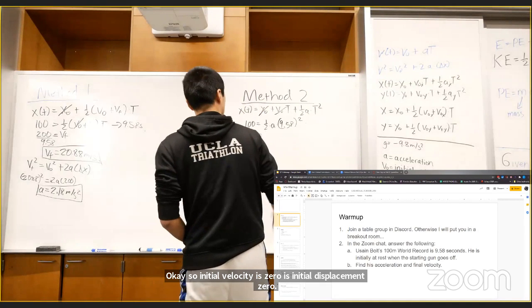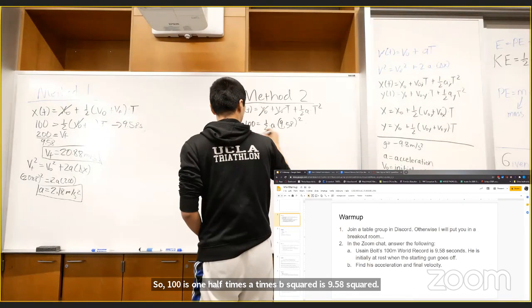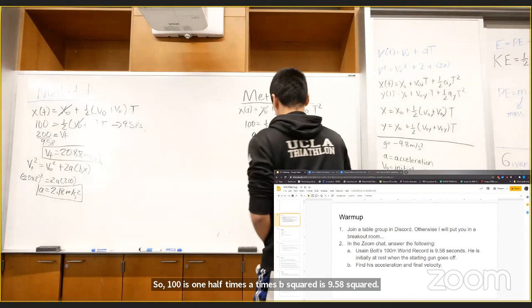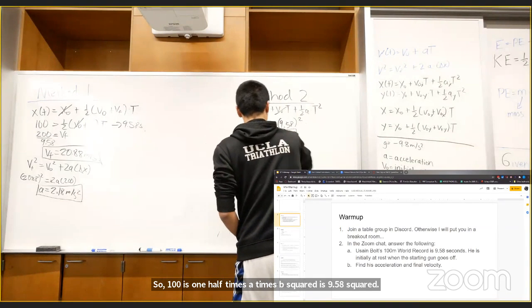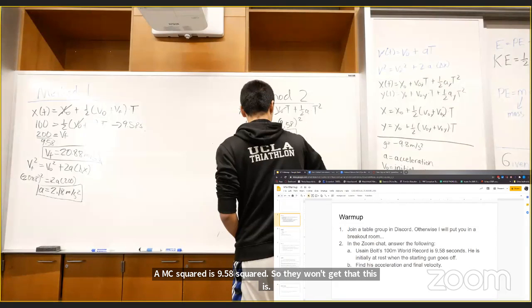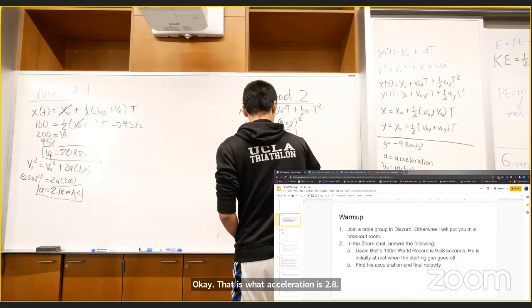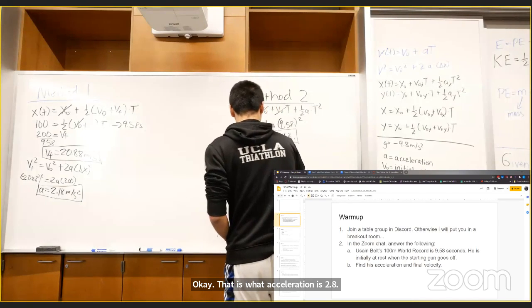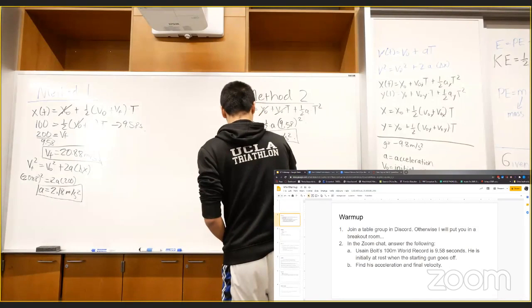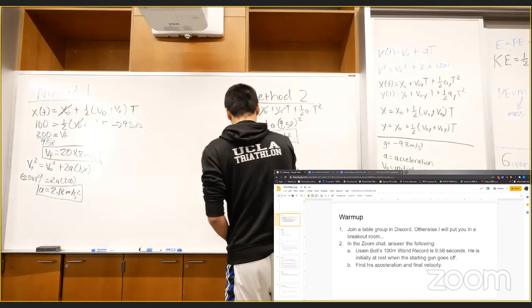And so then we'll get that this is 200. We'll get that acceleration is 2.18. This is probably the most straightforward way. And to figure out his velocity, we can simply do v of t equal to v naught plus a times t. His initial velocity is 0, so his v of t is 2.18 times 9.58. And so his final velocity should be 20.88 meters per second.